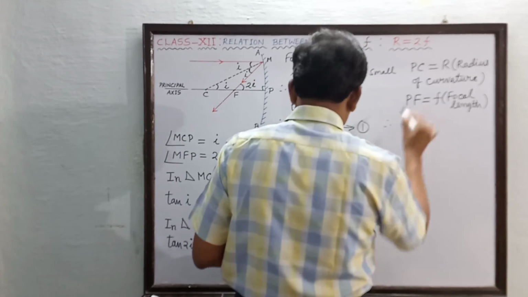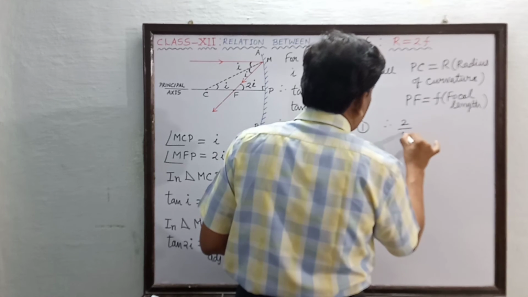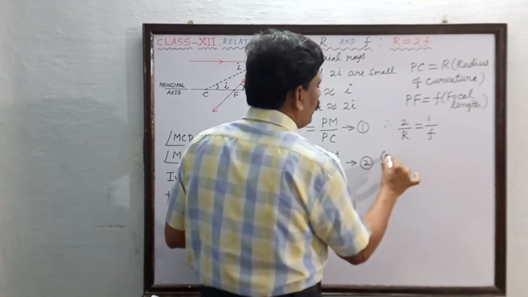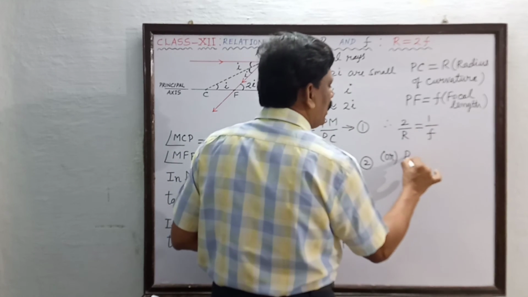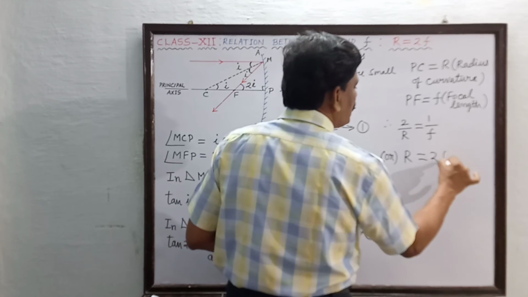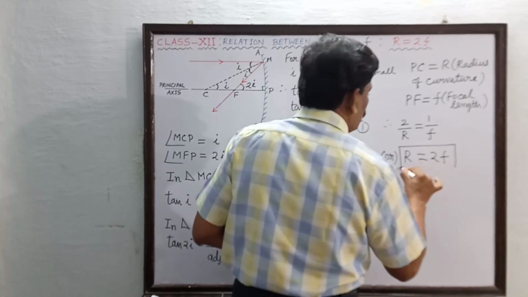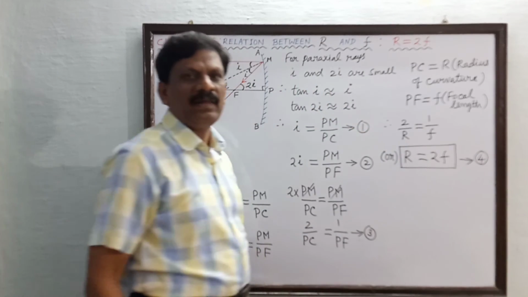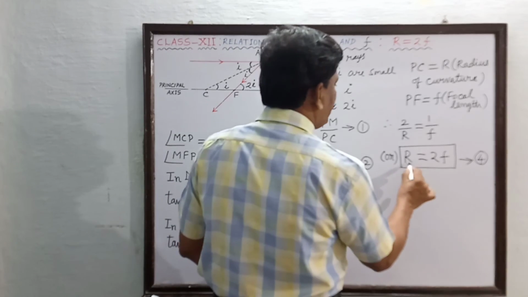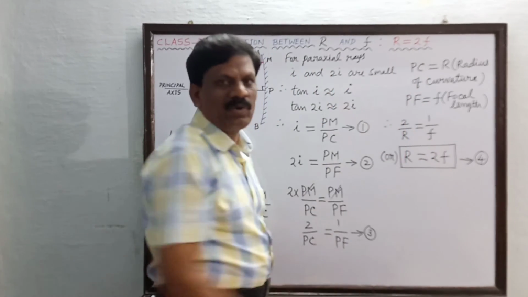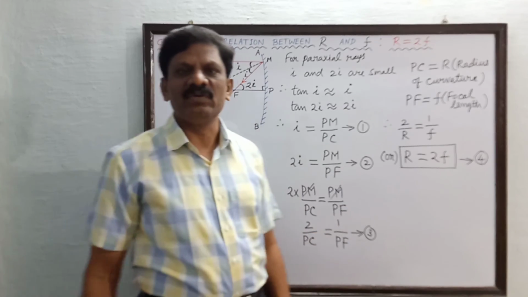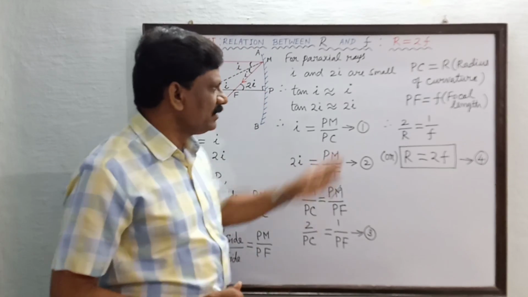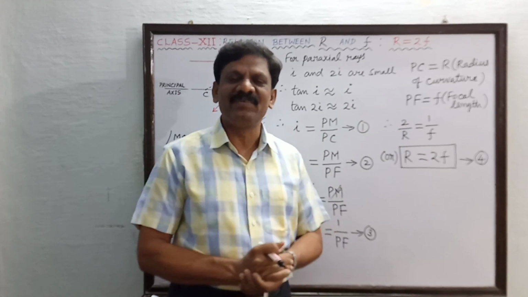Therefore 2 divided by R is equal to 1 by f. Cross multiplying, what do you get? R into 1 is R, 2 into f is twice the focal length. So this is equation number 4 and the final equation. Therefore, radius of curvature is twice the focal length. Very simple derivation only. First you draw the diagram properly and you easily derive the equation. I hope you must have understood well. Fine.